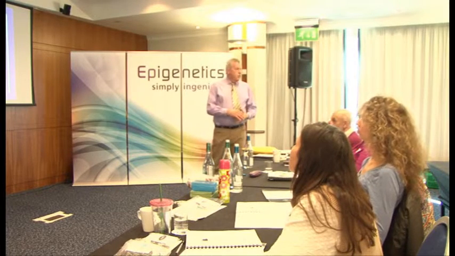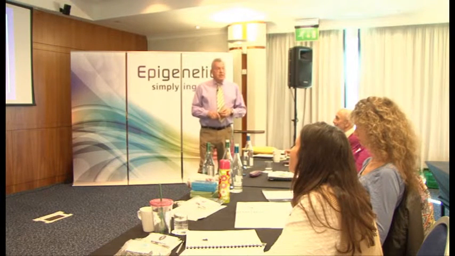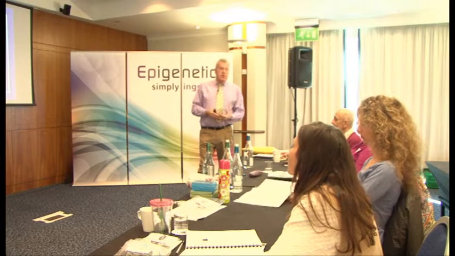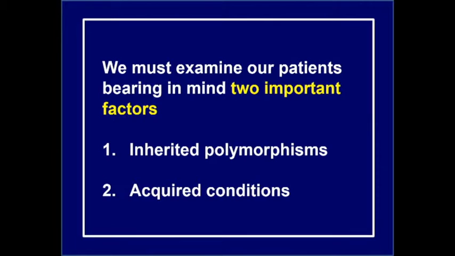So what I've come to over the years to put things together is a very simple sort of approach, which is that when you look at a person, we've really got to look at them from two aspects. One of them is the inherited polymorphisms. We inherit our genetic makeup from our mother and from our father. And as we know, there are 23 paired chromosomes.